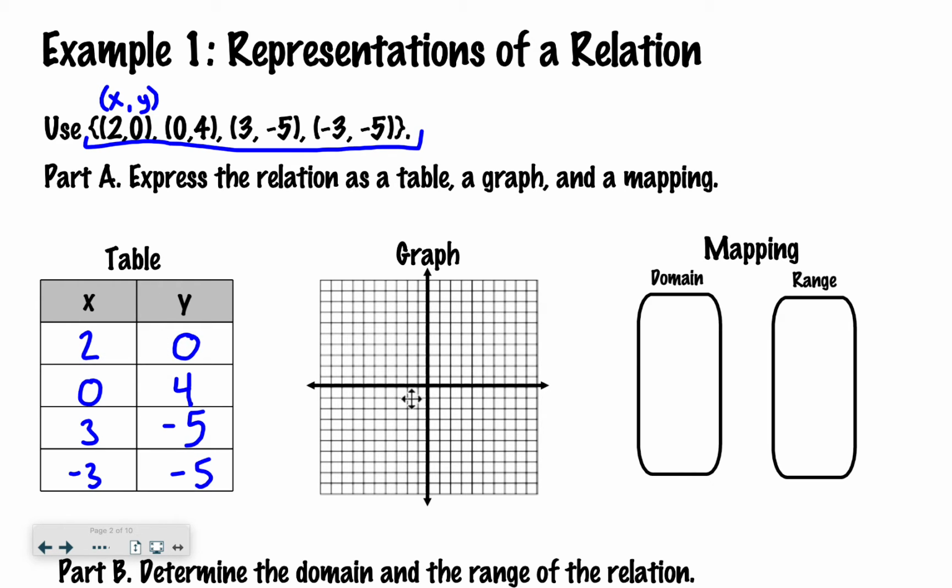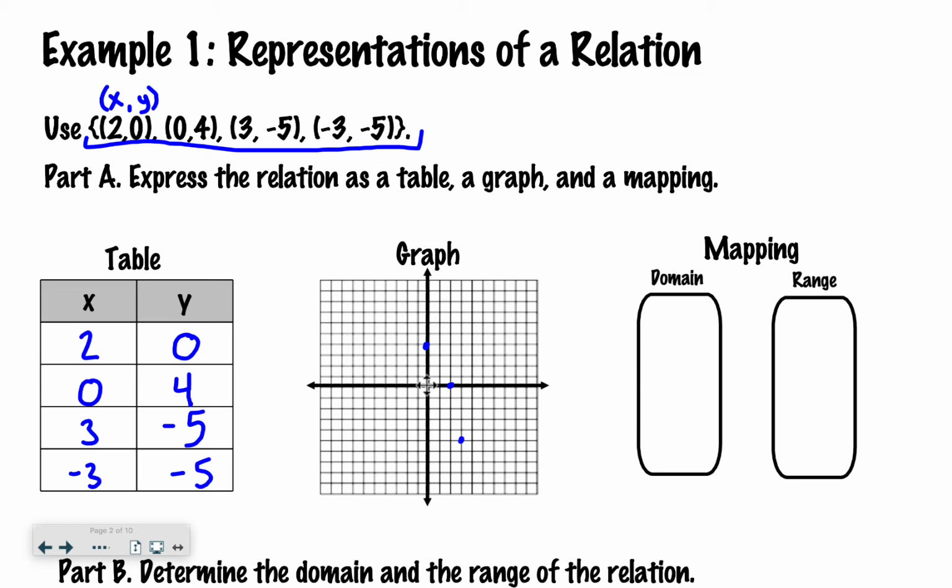And then the graph. If I'm doing (2, 0), that means I'm going to go right 2 and then up 0. (0, 4) means I don't go left or right, but I go up 1, 2, 3, 4. So here's my next point. Then (3, -5) means I go to the right 3 and then down 1, 2, 3, 4, 5. Remember, I'm always starting at the origin, so that's (0, 0), where the x and the y axes meet.